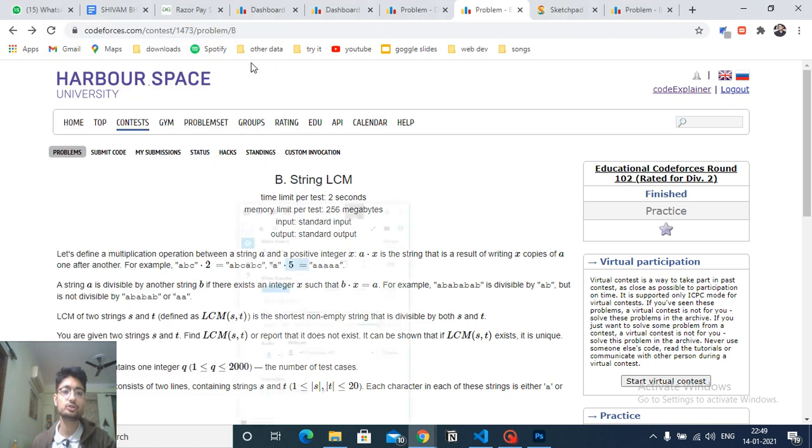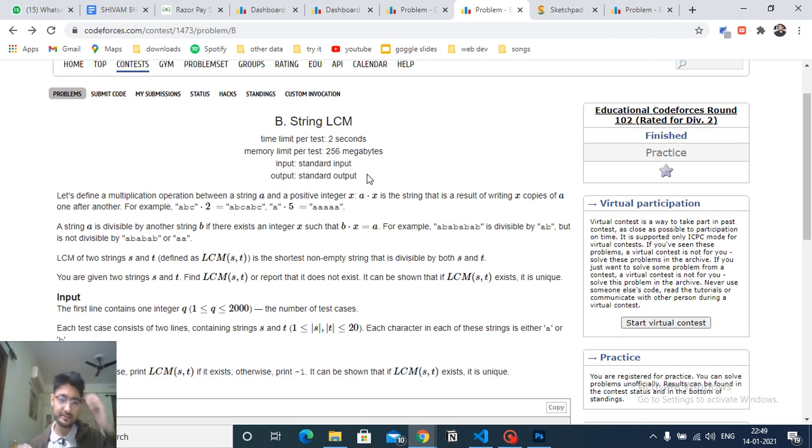Hello friends, so today we will discuss problem B from the latest Educational Codeforces Round 102, problem name String LCM. I think a lot of members and students face difficulty solving this problem, but you just have to keep in mind the different hints the problem is giving you.